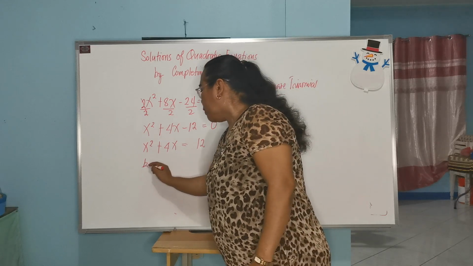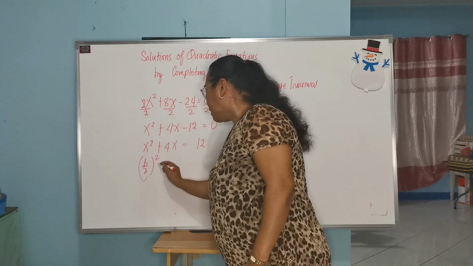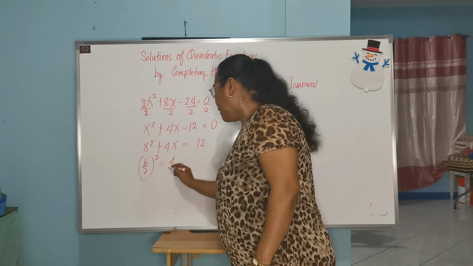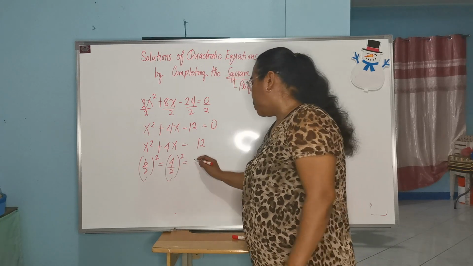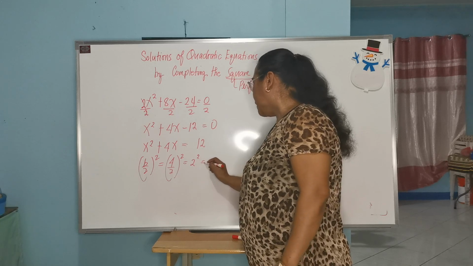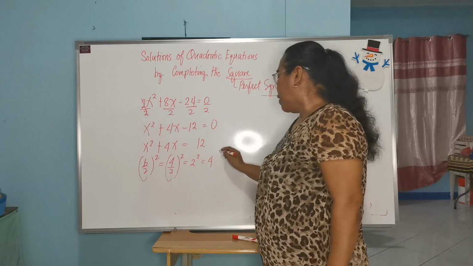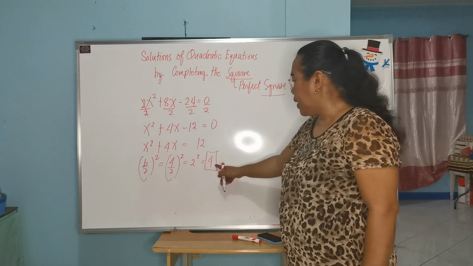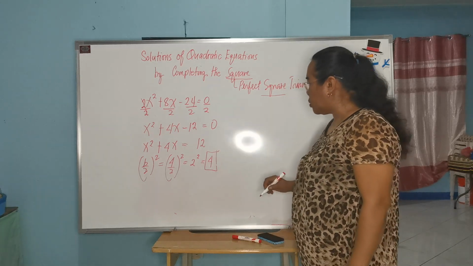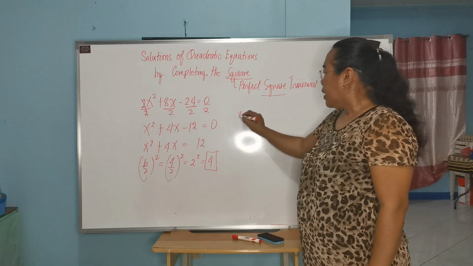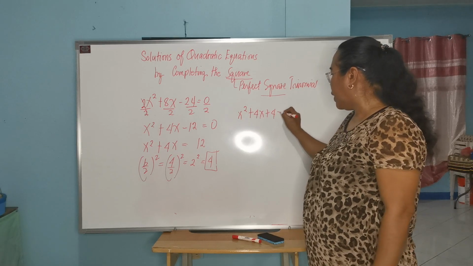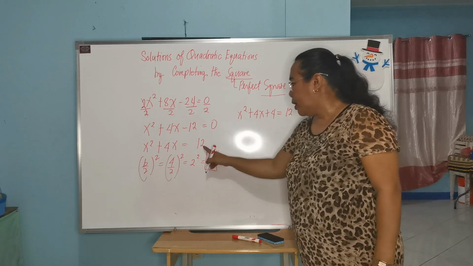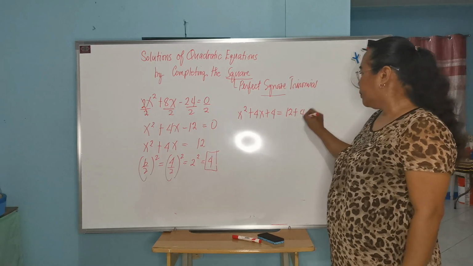Again, take your b over 2 and square it. Our b is 4 divided by 2. Square your 4 divided by 2. This is your 2, and this will give us 4. This would be added to both sides of our equation. So we have x squared plus 4x plus 4 equals 12 plus 4.